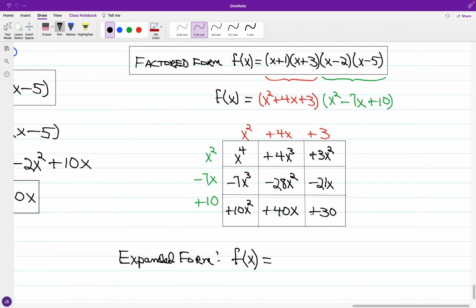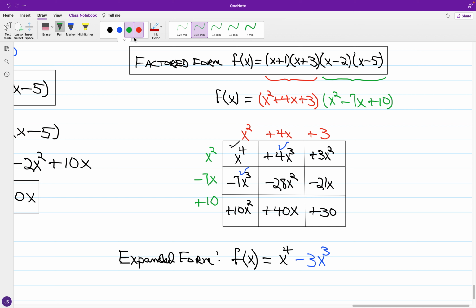looking at combining like terms together, you have x to the fourth, that is the only term of fourth order. And if I look at combining our third degree terms, you got negative 7x cubed plus 4x cubed. This will leave us with negative 3x cubed.